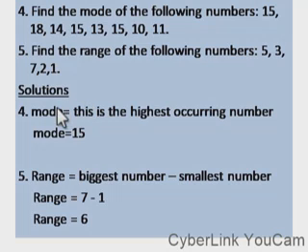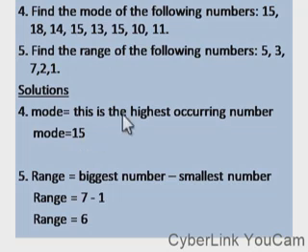Alright, so mode means the highest occurring number. That means the number that appears more than the others. When you look at the question here, which number appears more than the others here? That is 15. Because 15 appears 3 times. 1, 2, 3. While others are appearing once. So the answer to this question, the mode of this question is 15. Because 15 appears more than the others.